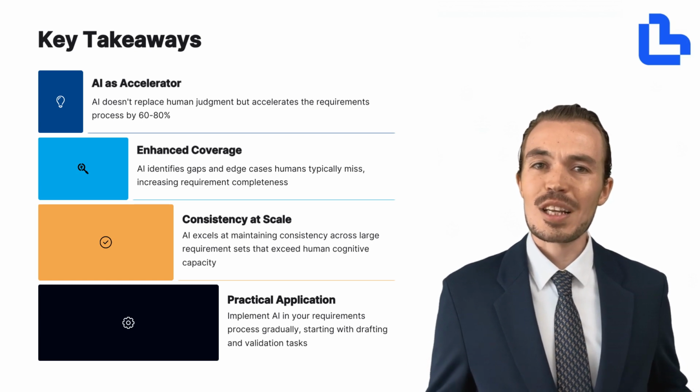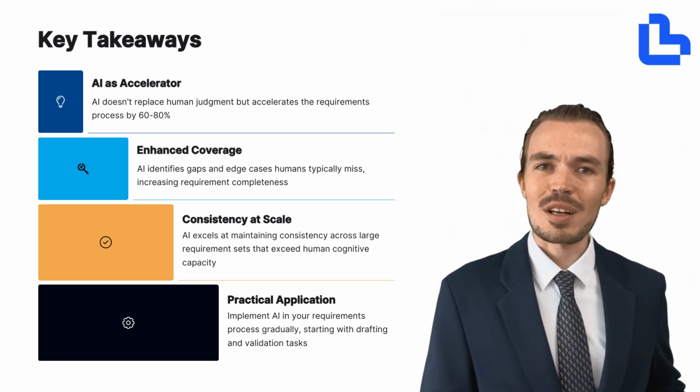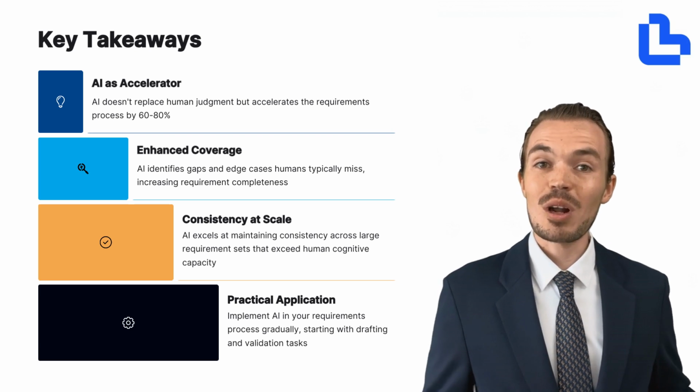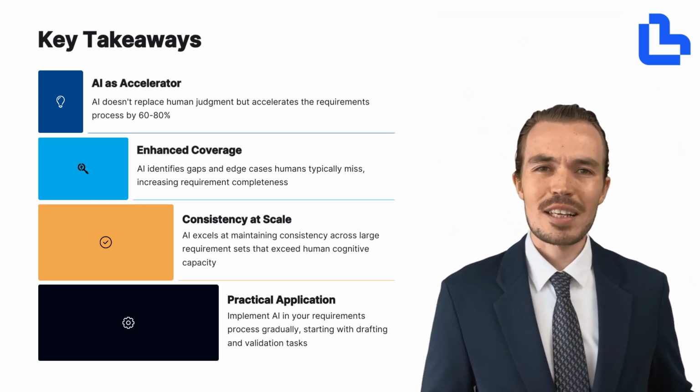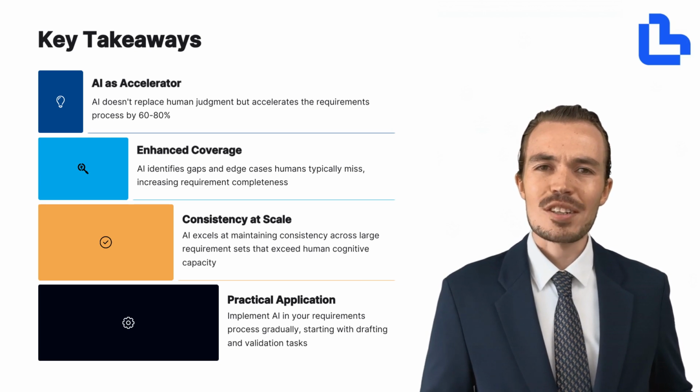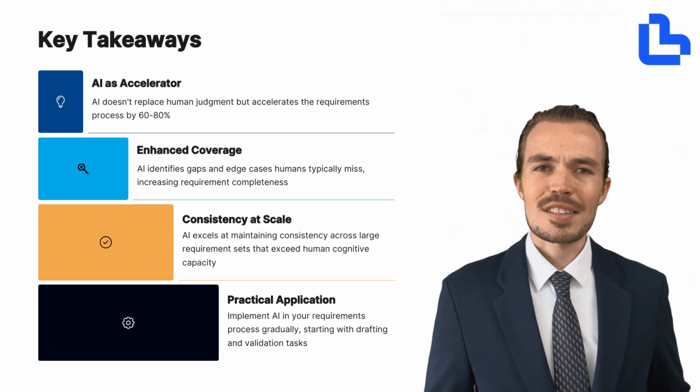Consistency is another major benefit. AI excels at maintaining uniformity across large sets of requirements, something that becomes increasingly difficult as projects scale. It catches contradictions, aligns terminology, and ensures logical sequencing, helping teams avoid costly errors and miscommunication.